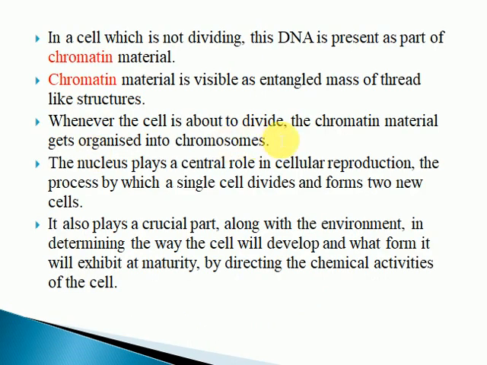Whenever the cell is about to divide, the chromatin material gets organized into the chromosome. The nucleus plays a very important role in cellular reproduction also. When a single cell divides, it forms two new cells, and all the cell organelles that are present in the cell also divide. Inside the nucleus, the chromosomes are also replicating.